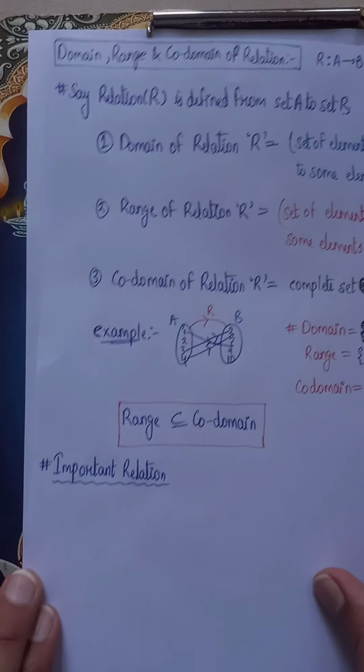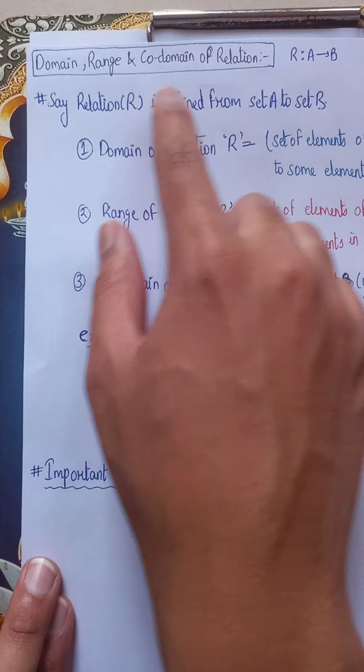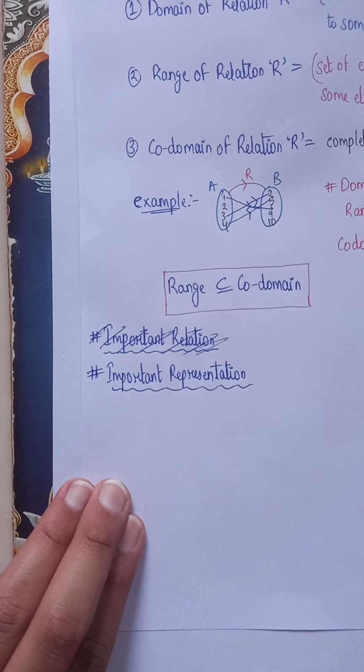So this is what I was talking about. Like in the last lecture, we were talking about domain, range, and codomain of relations. Okay. So now we shall learn about an important, not relation, actually representation. Okay. So the important representation.